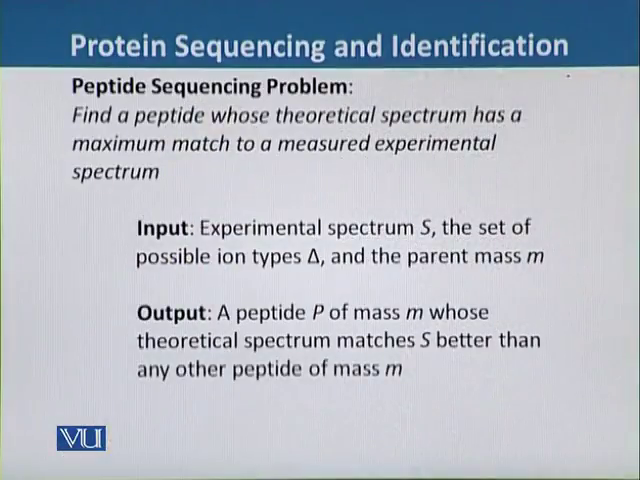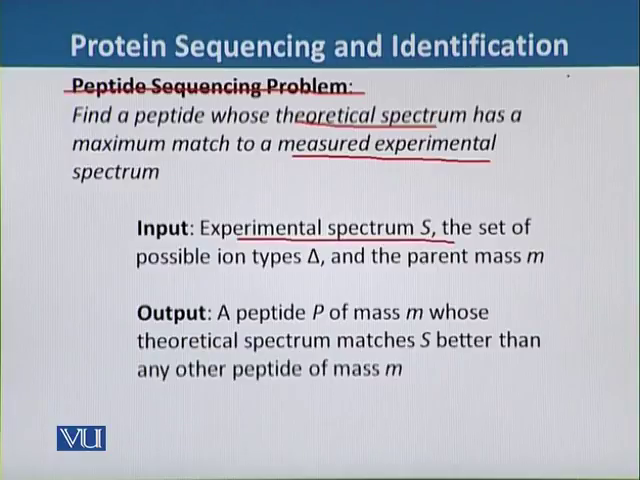We can formulate the peptide sequencing problem as follows. We want to find a peptide whose theoretical spectrum has a maximum match to our experimental spectrum, as we have seen in the previous slides. The input of this algorithm will be the experimental spectrum S, which we find through mass spectrometry, the set of possible ion types, which could be water and ammonia and maybe some other ion types, and the parent mass M. We can also calculate the mass of the parent peptide.